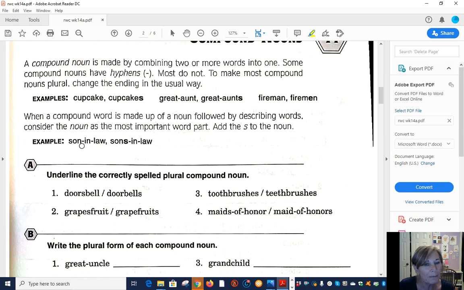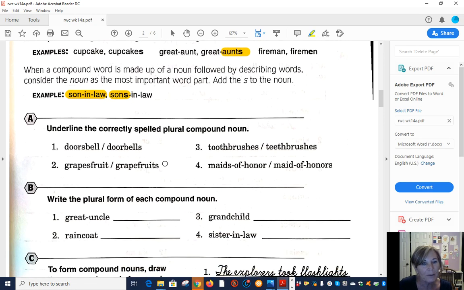And one thing to remember is that when you have a compound noun like this, to make it plural, you don't put an S at the end of laws, you put an S at the end of sons, because that's the most important word, sons-in-law. And it's the same up here, you don't put an S at the end of great, you put an S at the end of aunts, because that's the most important word.